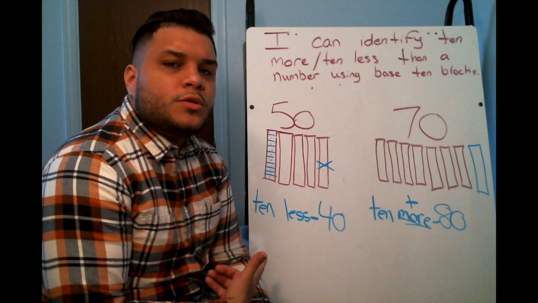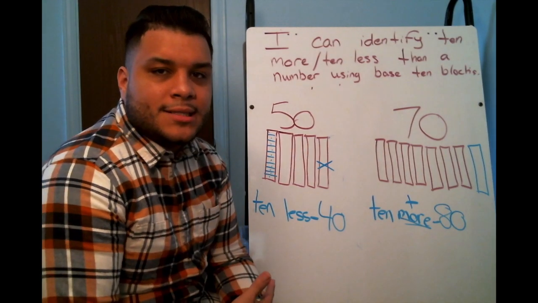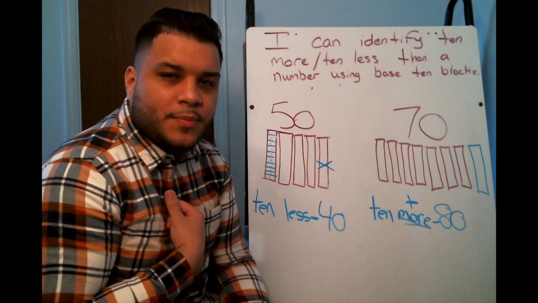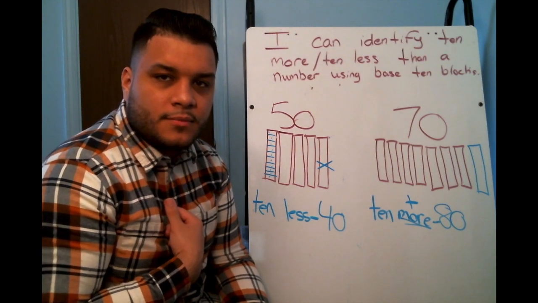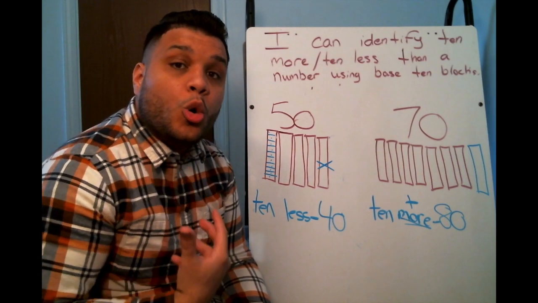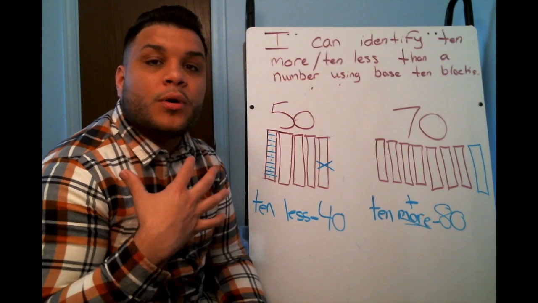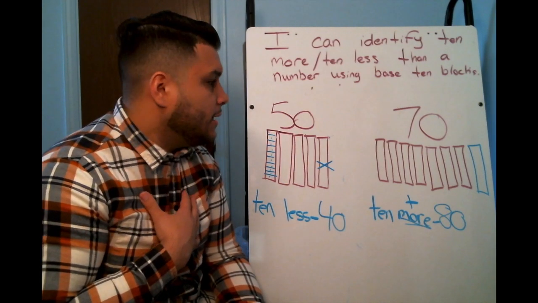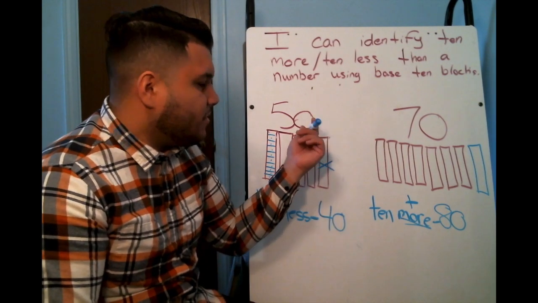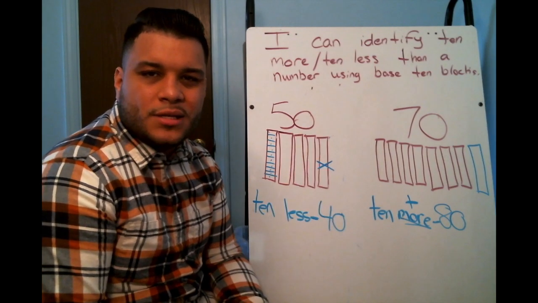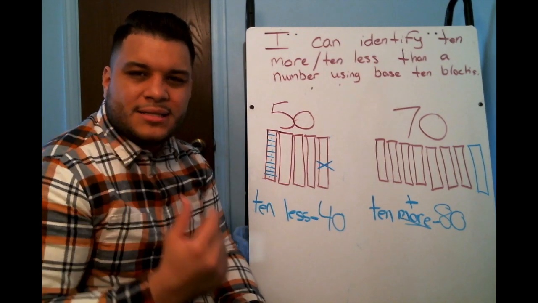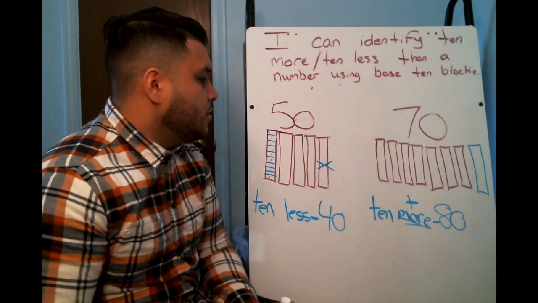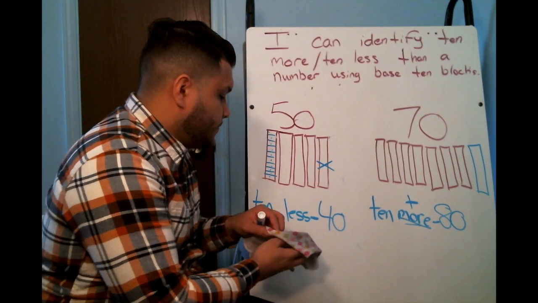So when we're using this strategy, 10 more and 10 less, does our ones place change at all? No, the only place that changes is our tens place. But what if we had a different number than 0 in our ones place? Is that concept still going to be true? Oh, let's check and see.